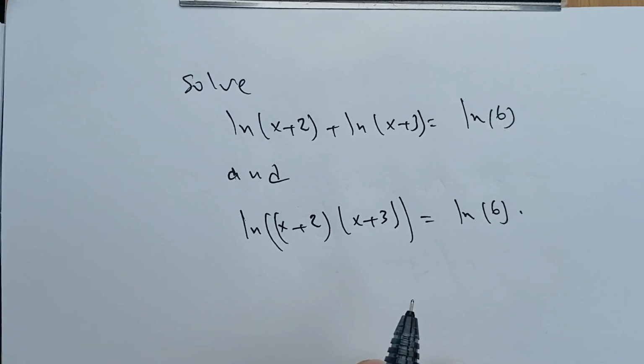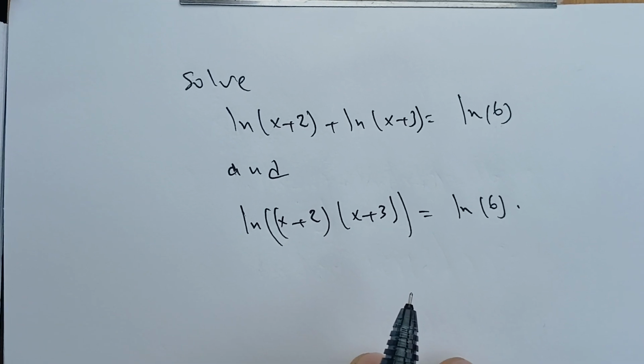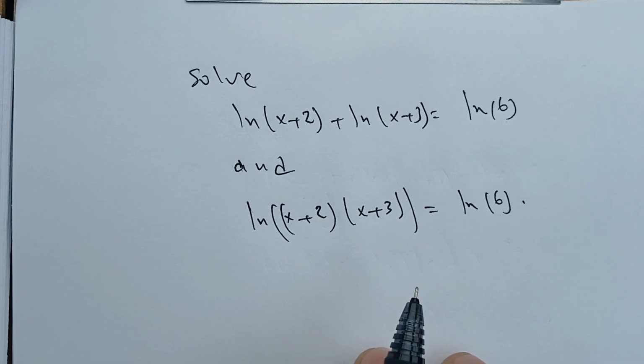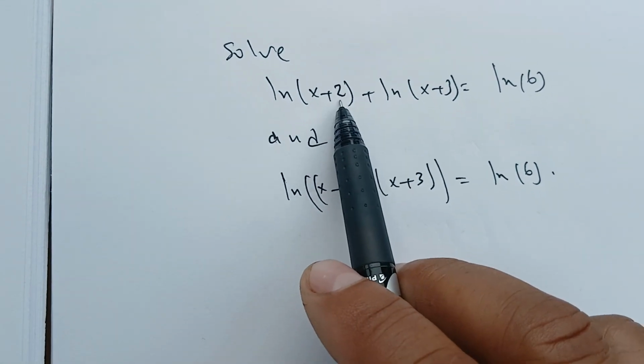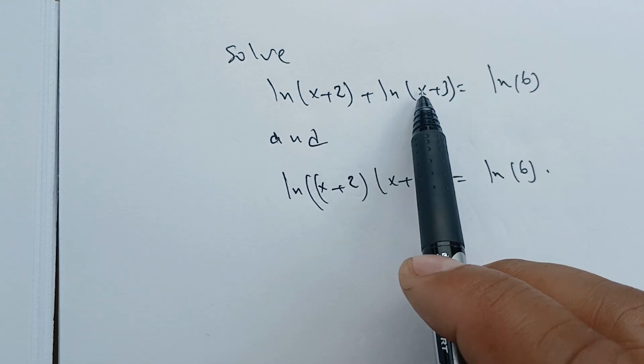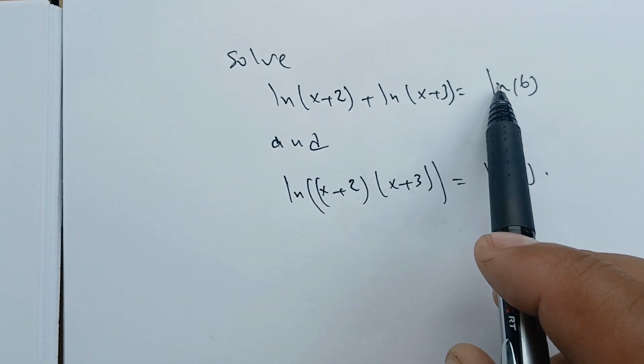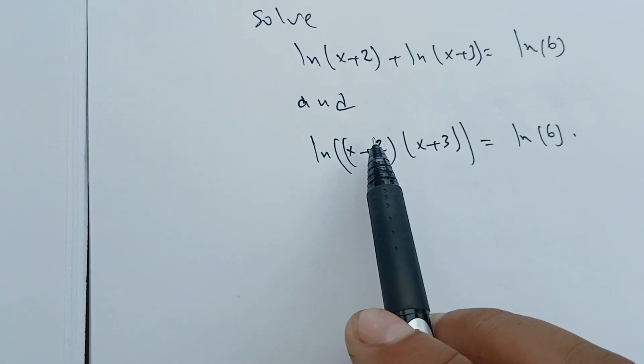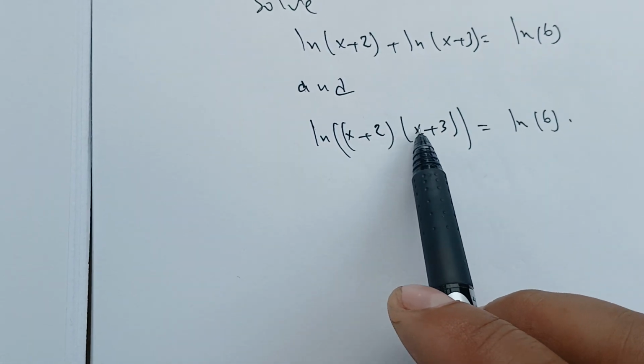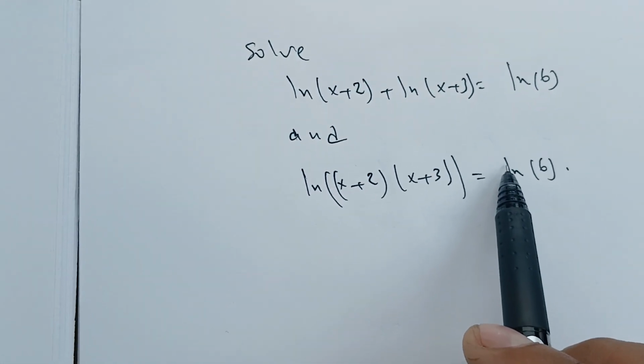Okay, welcome back. In this video, we're going to try to solve the following two equations. The natural log of x plus 2 plus the natural log of x plus 3 equals the natural log of 6. And the natural log of (x plus 2) times (x plus 3) equals the natural log of 6.